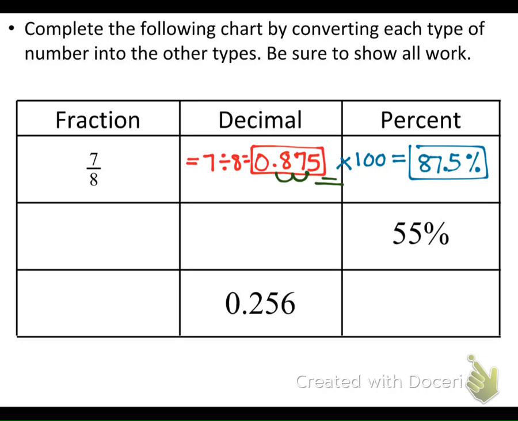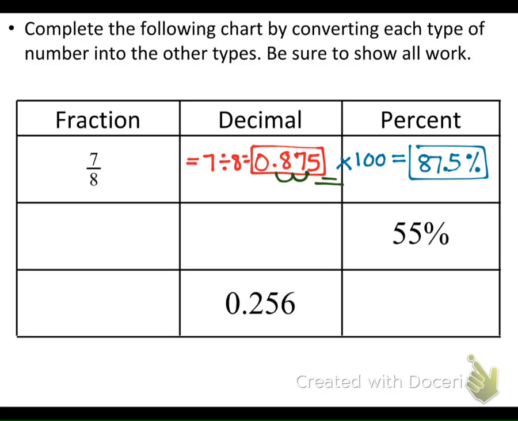My next row, what type of number am I starting with here, David? 55%. Percent. So I have two choices. I can change this percent to a decimal, and then the decimal to a fraction, or I can change this percent to a fraction. It does not matter. You can pick to change it to either one first. What do you want to change the 55% to? I'll change it to a decimal.